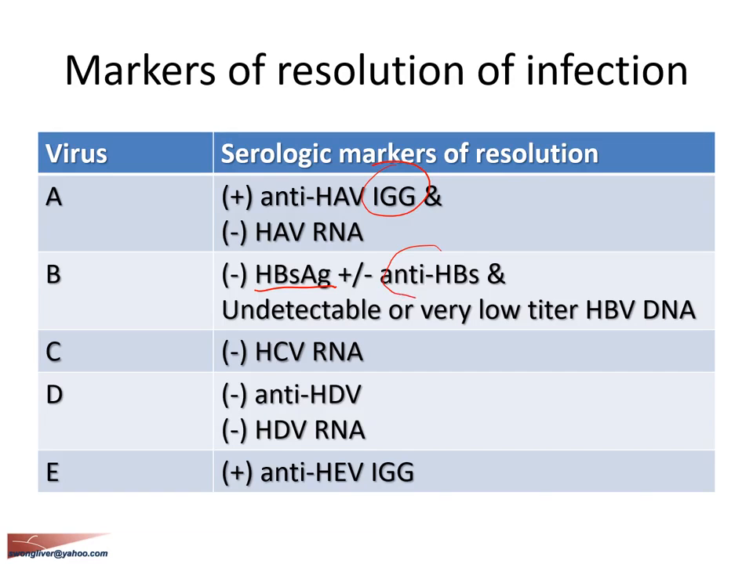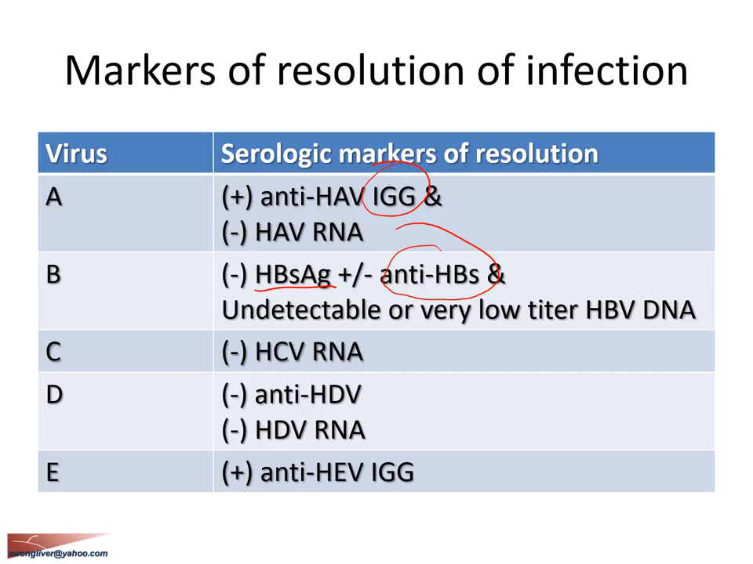Then, ideally, the patient should now produce the protective antibody, the anti-HBs. And your DNA is usually undetectable in the serum, or sometimes you can have very low titer HBV DNA even if you already have resolved the infection. And this is because of your cccDNA.